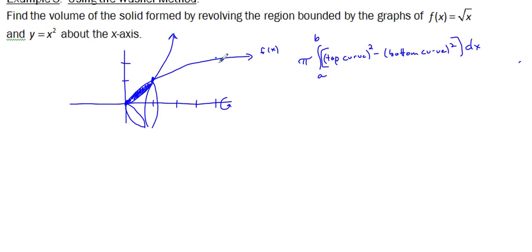Top curve, f of x. So a to b. Actually, let's put the values in. That'd be what, 0 and 1? 0 to 1. Top curve is f of x, so it'll be square root x quantity squared, minus bottom curve, which would be x squared, squared dx.